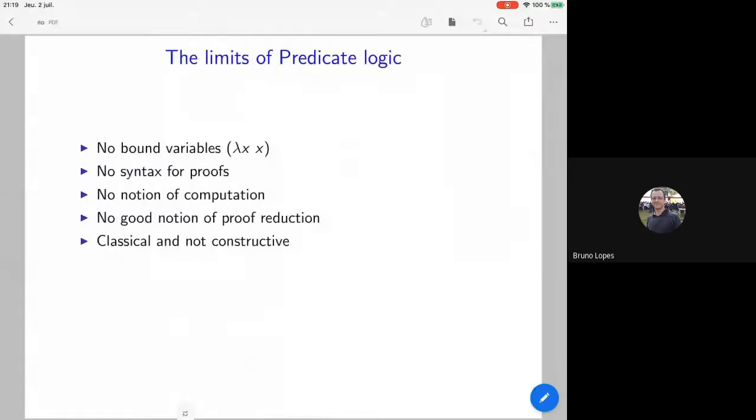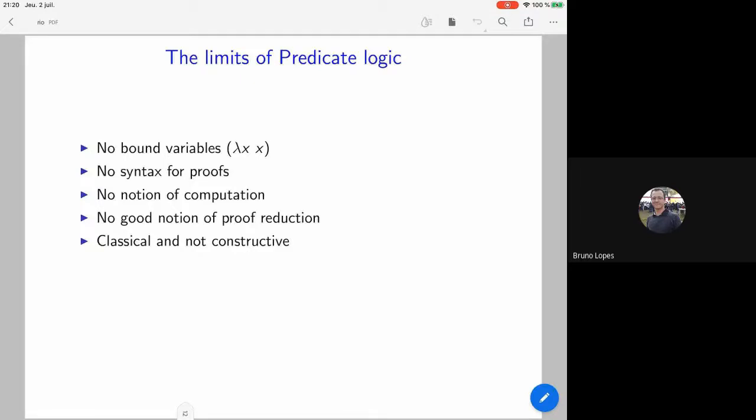So the first one, I have already mentioned it. It is that we cannot express a term such as lambda x.x in predicate logic, because lambda binds a variable and function symbols in predicate logic do not. Then we see that we don't have a syntax for proofs in predicate logic. We have a syntax for terms. We have a syntax for propositions. But then when we want to write proofs, we have to use something which is slightly on the side of predicate logic, such as natural deduction or sequent calculus or a Hilbert system.